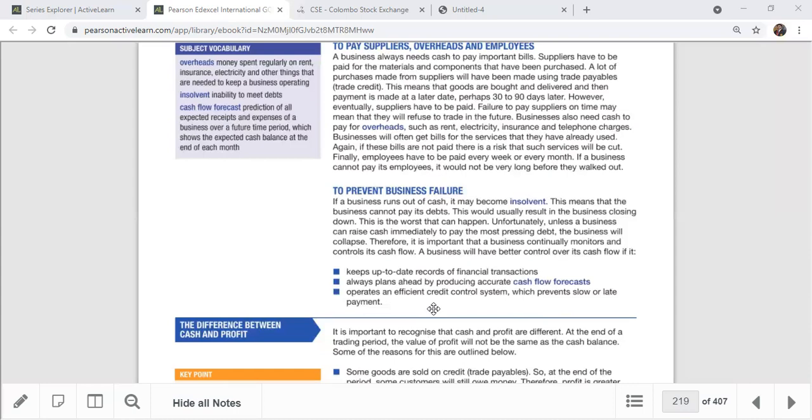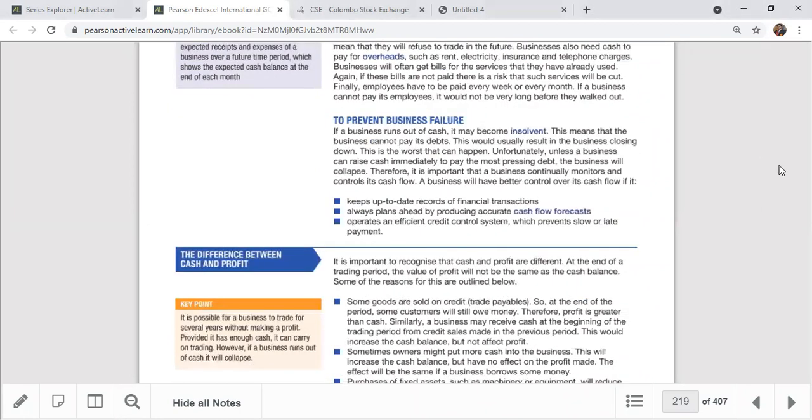That's the main important thing. So you must plan ahead, your expenses and your incomes, right? So these are the main important things. So this is the importance of the cash flow section.